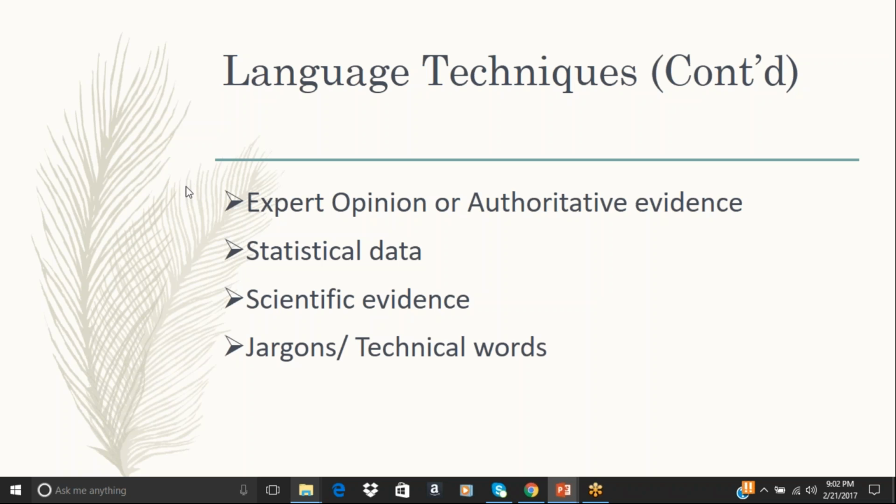Repeat, sir. Okay, statistical data. Talk to us about why statistical data is effective, how it can be effective in a particular genre of writing, whether expository or persuasive.